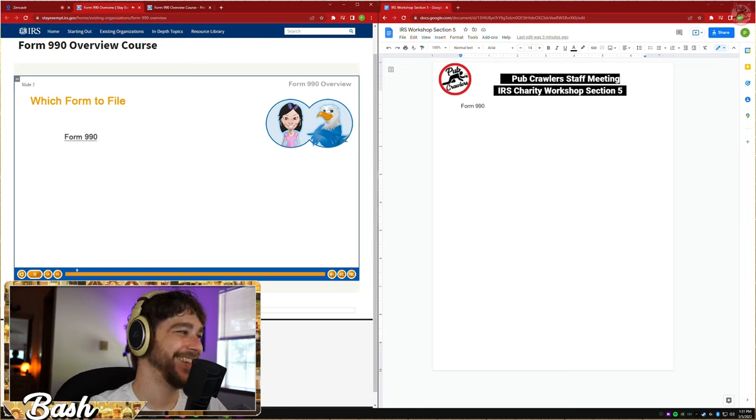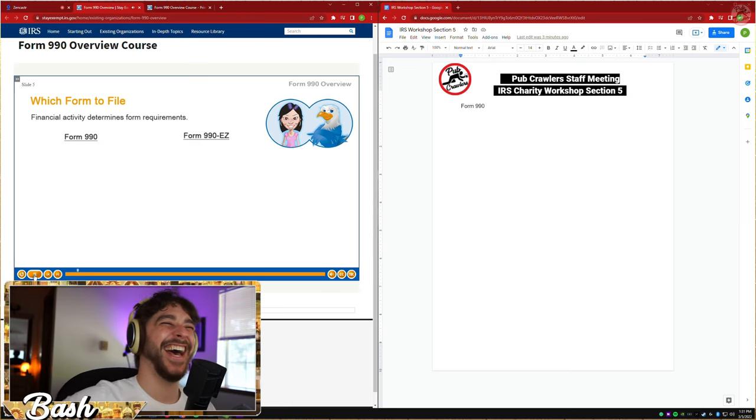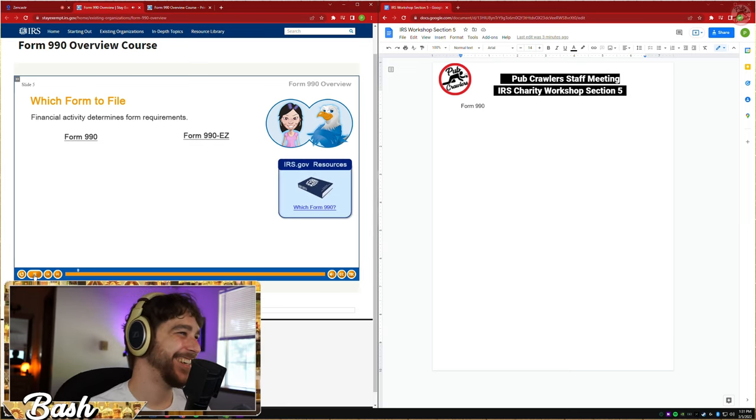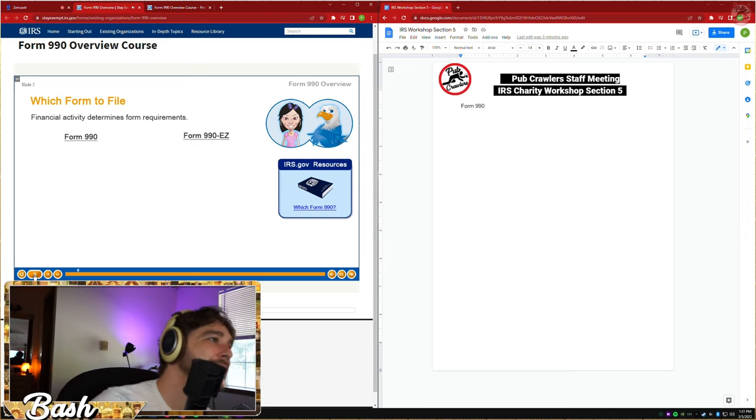Form 990 and Form 990-EZ. The form you file will depend on your organization. During each year, if your finances change, so could your form requirements.